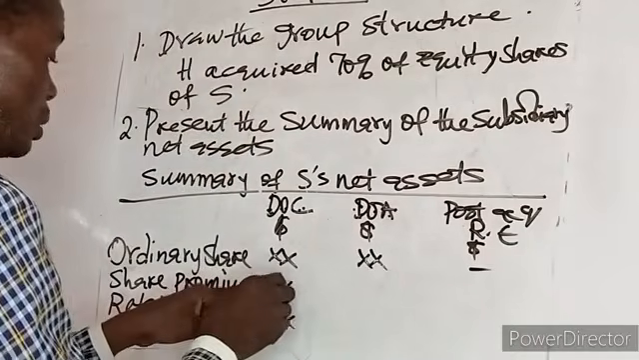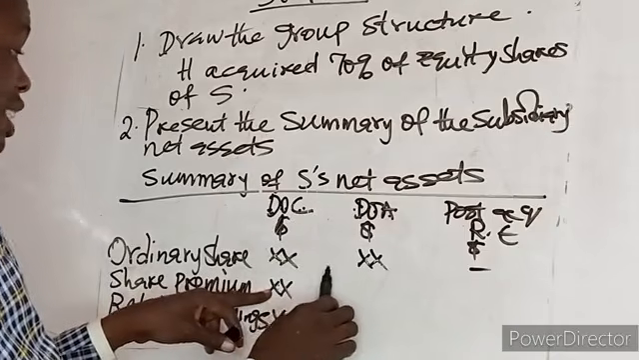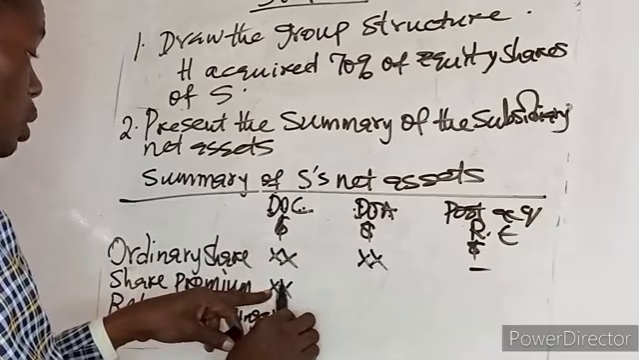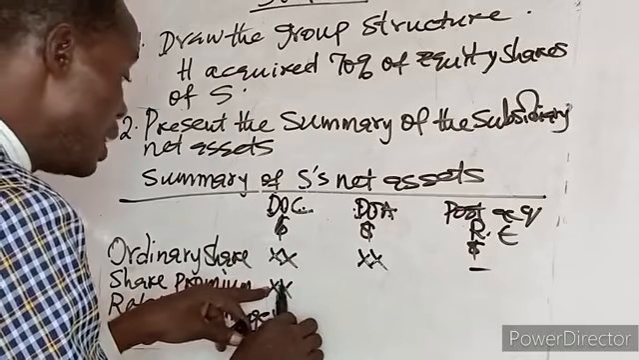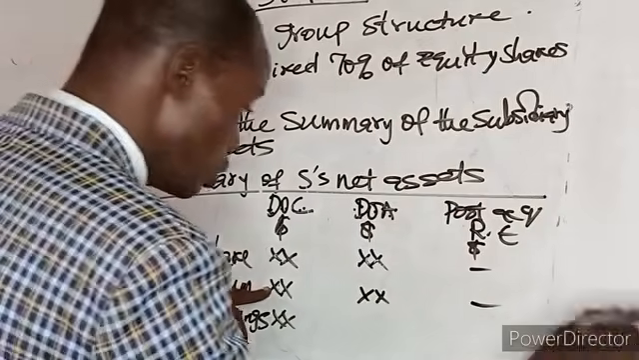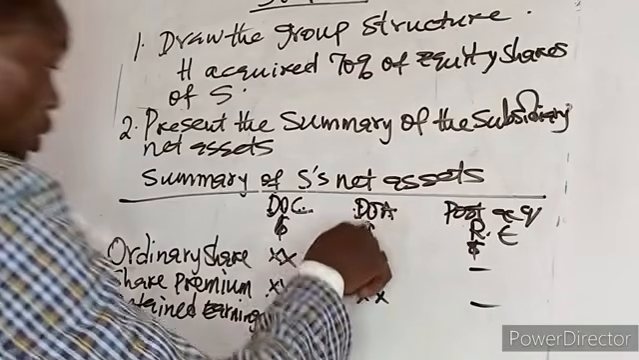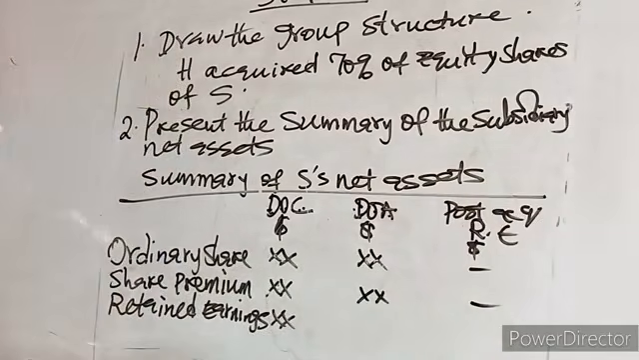Then share premium. You have your share premium when you issue shares. Since there are no issue of shares after the acquisition period, no issue of shares related to post-acquisition period, that means the share premium will also relate to the pre-acquisition period. So you will not be having any in the post-acquisition period.